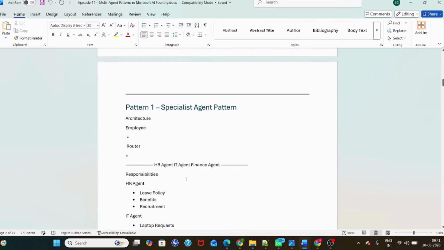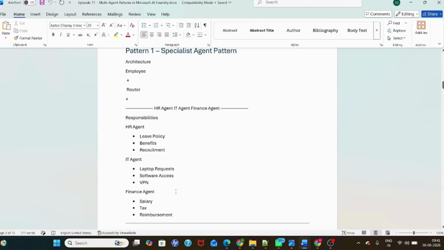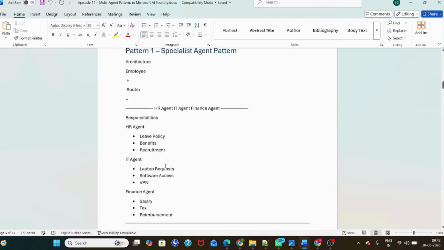As I said, the specialized agent pattern: the employee sends a request to the router. The router decides which agent to call: HR, IT, or finance. We already discussed the router agent in the other playlist, but not in this fashion. Router means routing based on the type of demand.